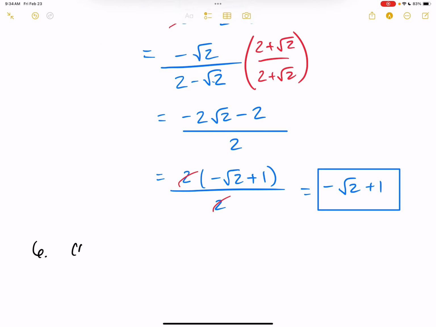Six. Cosine of negative 75 degrees. If you have a negative angle, we have to find a positive angle that's equivalent to it, okay? But not yet, okay? I want to figure out 75 is half of what angle? Just disregard the negative for the moment.